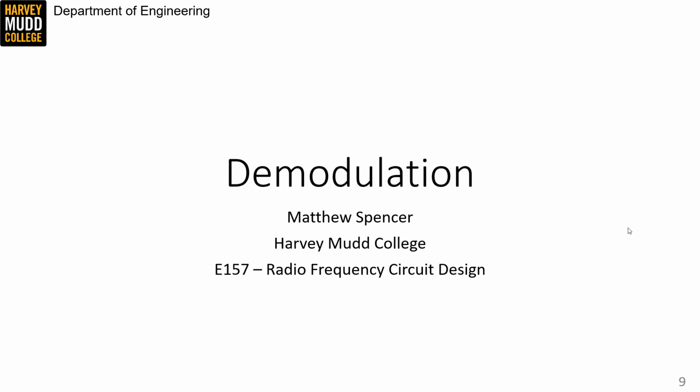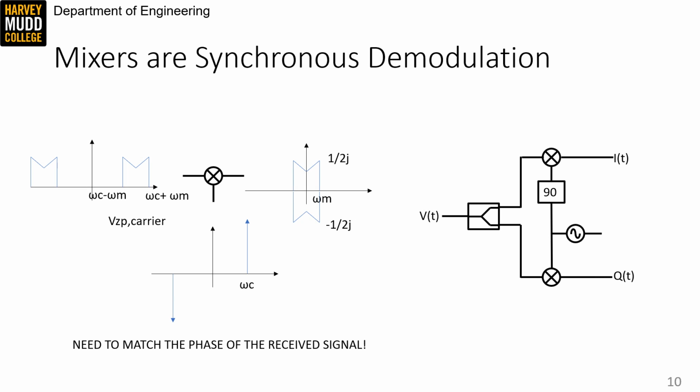In this video, we're going to discuss how to pick information off of sinusoids that have been modulated, a process called demodulation. The key issue that we're trying to solve with demodulation is that our modulated sinusoid is at a high frequency, which makes amplifying and measuring it difficult.